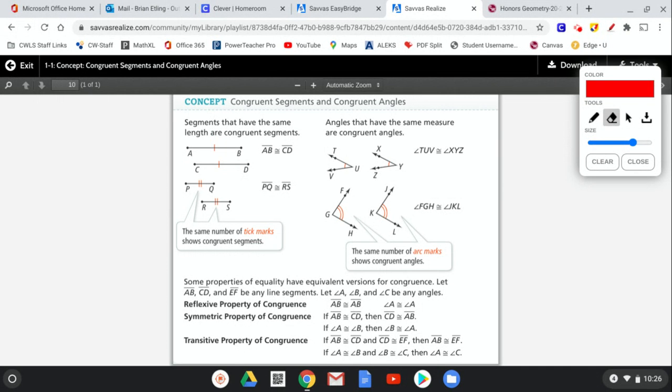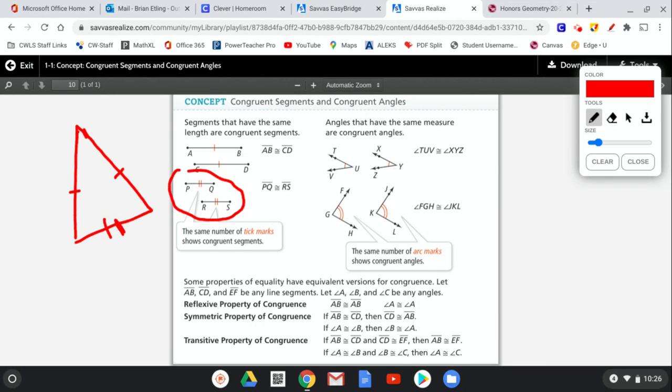Now there might be a drawing, like a triangle, where two sides are congruent and this one is not congruent. So they might use more than one mark, okay? That's what it's saying down here, that there might be more than one tick mark. If we have PQ and RS, and they use two tick marks, then you just match them up. It's kind of like a matching game. You just match up the marks.